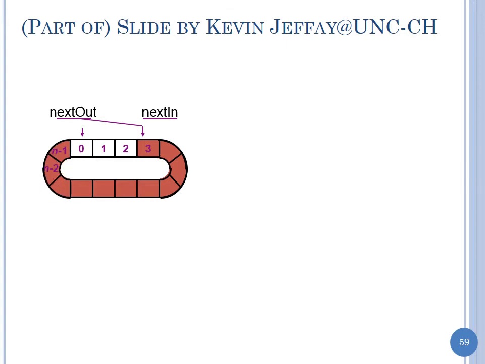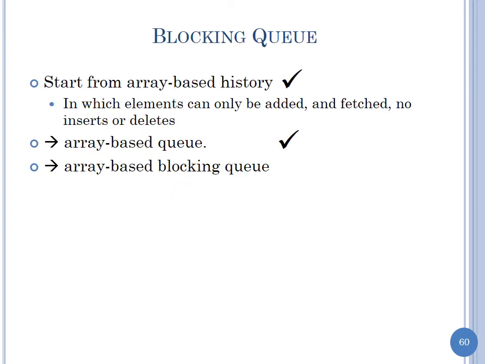And we add some more. We add some more. And we do not add an element at the last slot left. Okay. So at this point, we declare it full. Okay. So we know how to do an array-based queue.